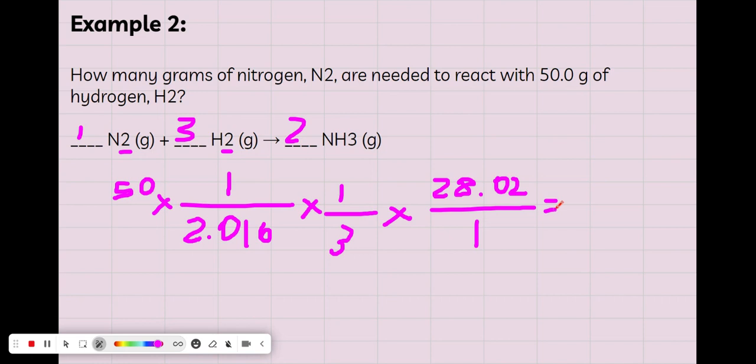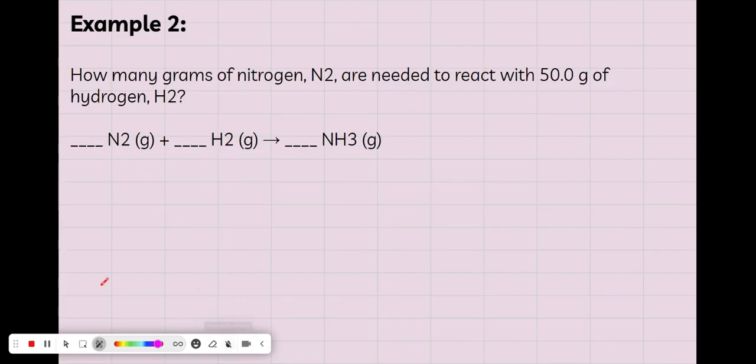Okay, and then we have to multiply. So we're going to multiply 50 times 28.02, then divide by 2.016, divide by 3. And when you do that, you'll get about 232 grams of N2. Okay, I really hope that makes sense. If it doesn't, just go ahead, rewatch this part, and I will go explain more on the next slide about the next question.